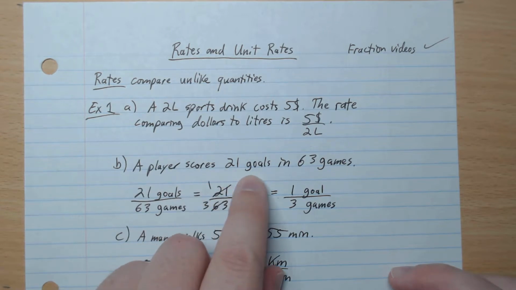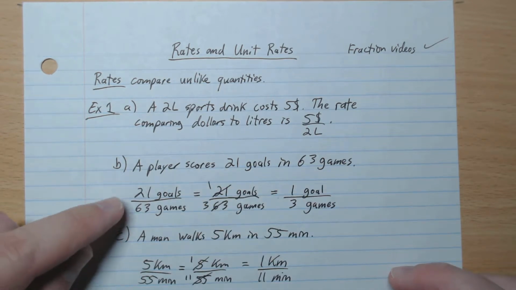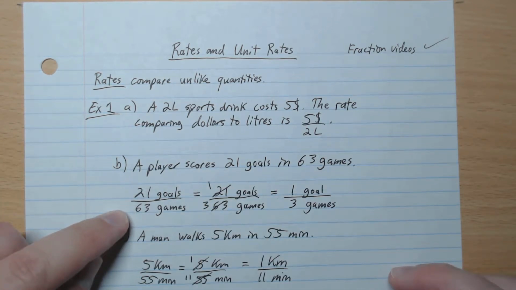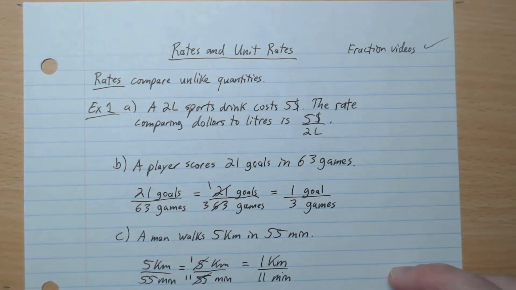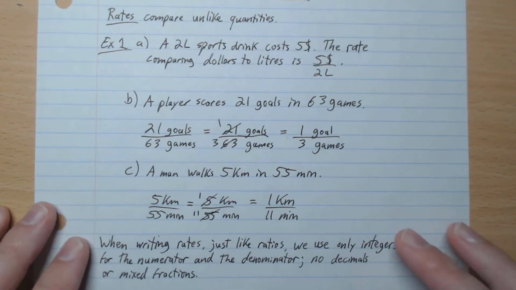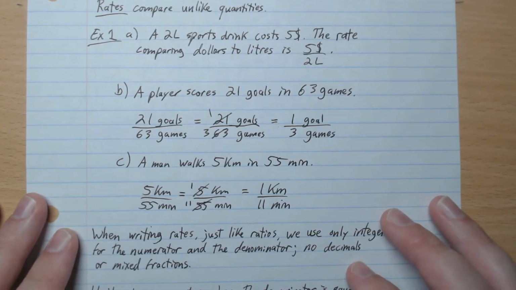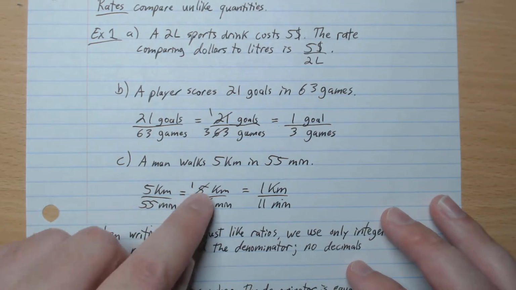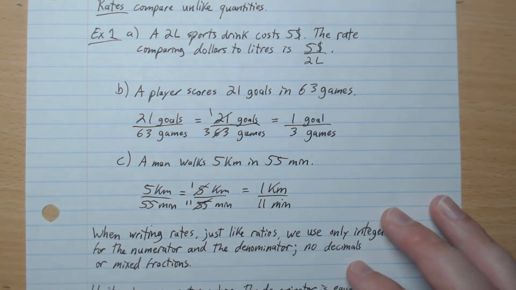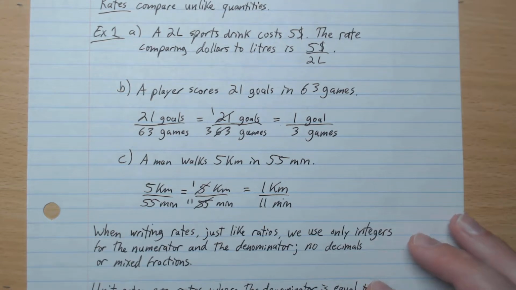A player scores 21 goals in 63 games. So we have 21 goals per 63 games. This reduces to 1 goal every 3 games. C. A man walks 5 kilometers in 55 minutes. So we have 5 kilometers to 55 minutes. This reduces to 1 kilometer every 11 minutes.